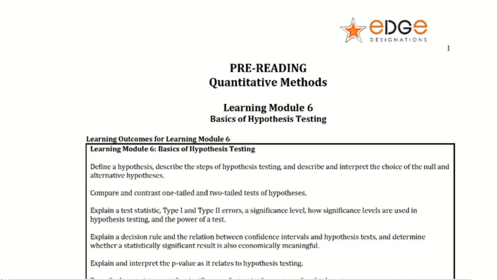Edge Designations, CFA Level 1, pre-reading, Quantitative Methods, Learning Module 6. This is the final module for the Quants methods pre-reads, and it covers the basics of hypothesis testing. I'm not really sure why they call it basics of hypothesis testing when they go quite into detail in hypothesis testing, but be that as it may, let's get ourselves going straight away.